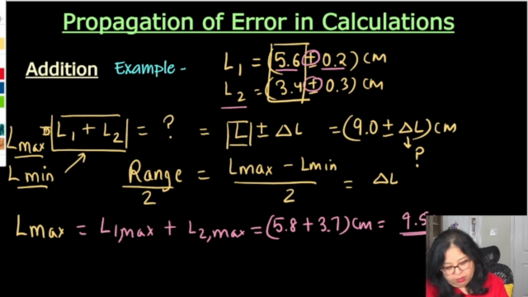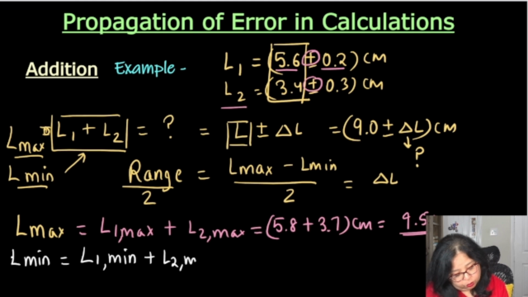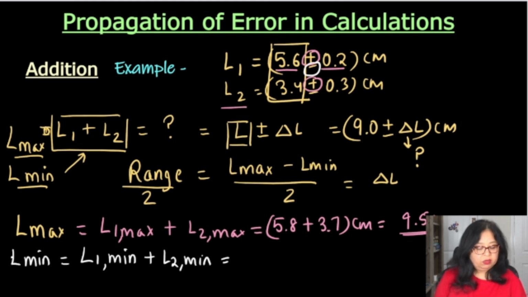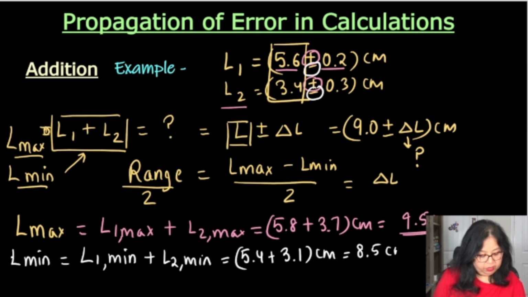Let's go ahead and now find the minimum value of L. That would be when L1 is at its lowest and so is L2. When will L1 be at its lowest value? When you use this negative sign. So 5.6 minus 0.2 gives you 5.4, and L2 will be its minimum when we use this negative sign in L2. So that is 3.4 minus 0.3, which gives us 3.1 centimeters. That gives us 8.5 centimeters.